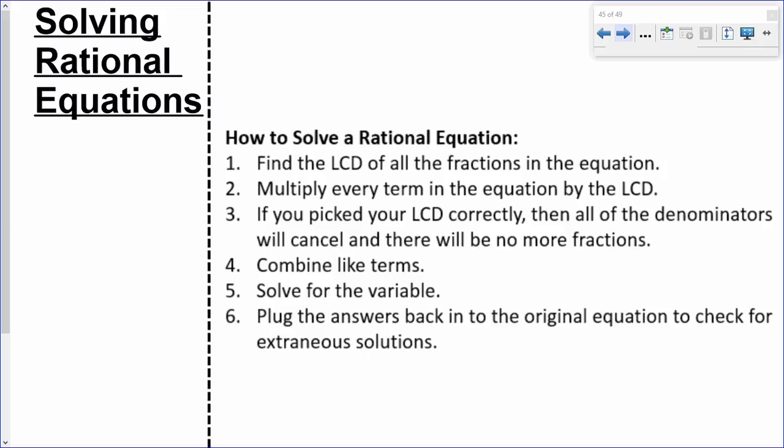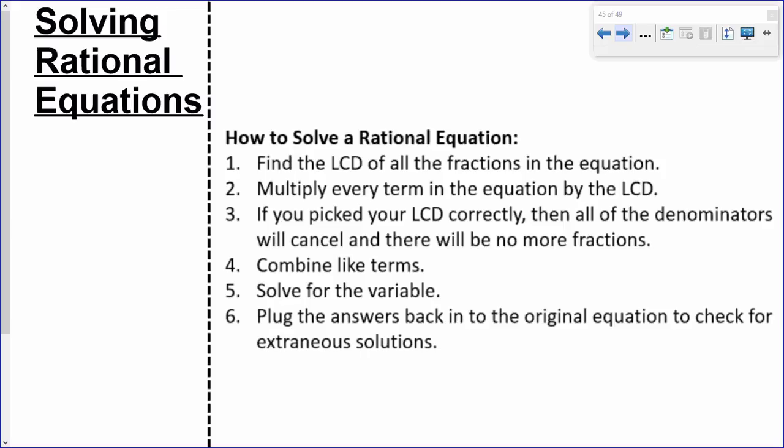So, how to solve a rational equation? First, we find the LCD of all the fractions in the equation. Second, multiply every term in the equation by the LCD, so distribute it to every single term. If you picked your LCD correctly, then all of the denominators will cancel, and then you'll have no more fractions. So then you'll combine like terms, and then just use Algebra 1 skills to solve for the variable.